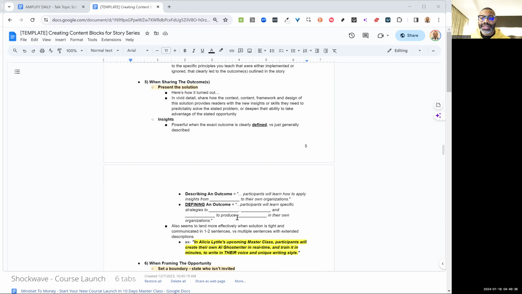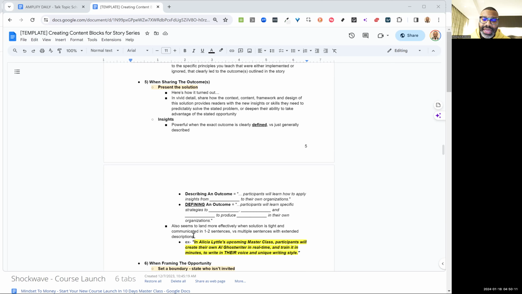So insights, this is powerful when the outcome is clearly defined versus generally described. And what I mean by that is describing an outcome is participants will learn how to apply insights from blank to their own organizations. That's describing an outcome. Defining an outcome is participants will learn specific strategies to blank, blank, and blank to produce blank in their organizations. Describing an outcome versus defining an outcome.